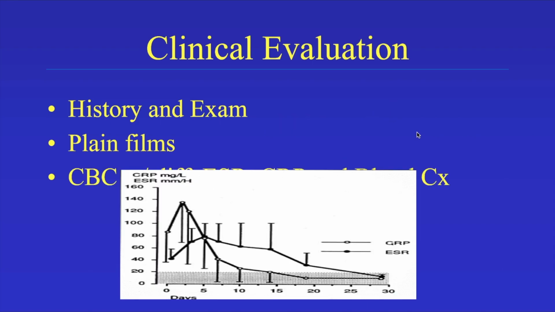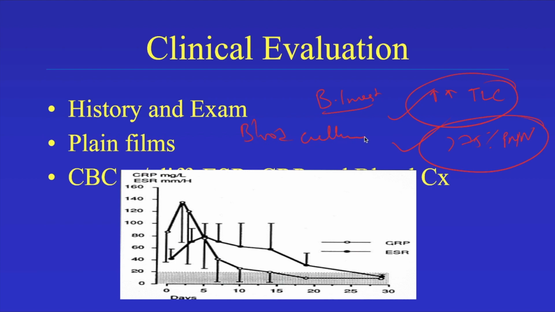Then you should always do blood investigations. Blood investigations will show up an increase in the total leukocyte count, and with more than 75% of it will be polymorphonuclear cells. So these are the two things that you will see in blood investigations. You can also do a blood culture, which may grow the organism responsible for the septic arthritis. CRP is of course increased quite drastically. ESR is also increased quite drastically.